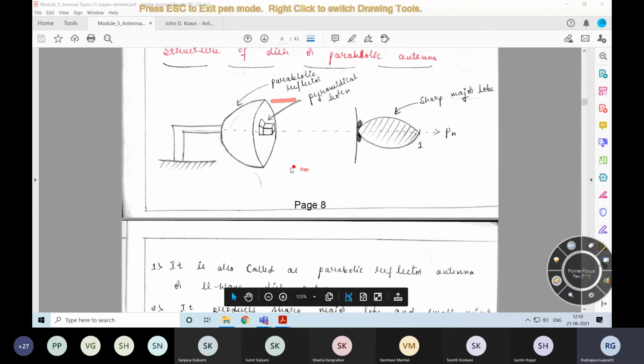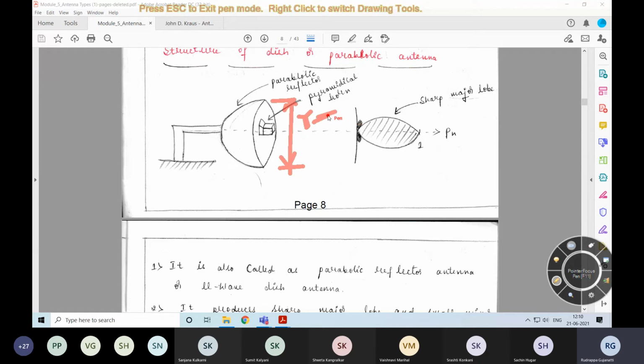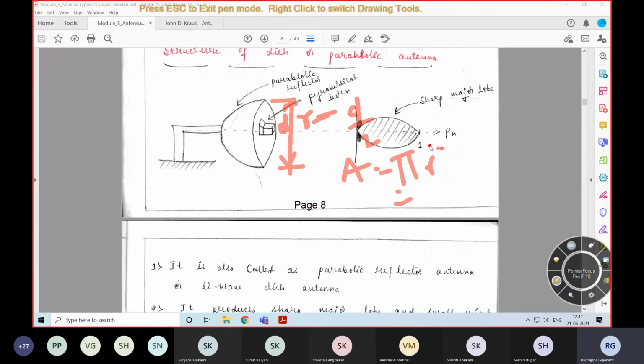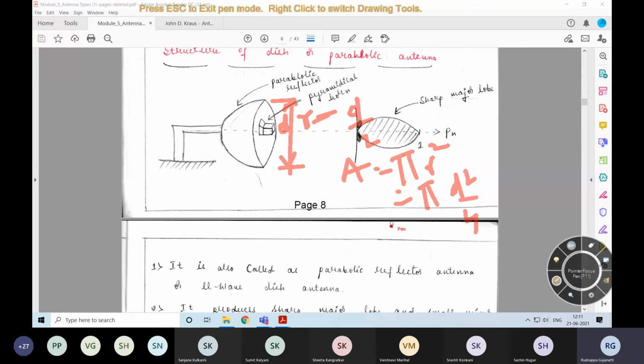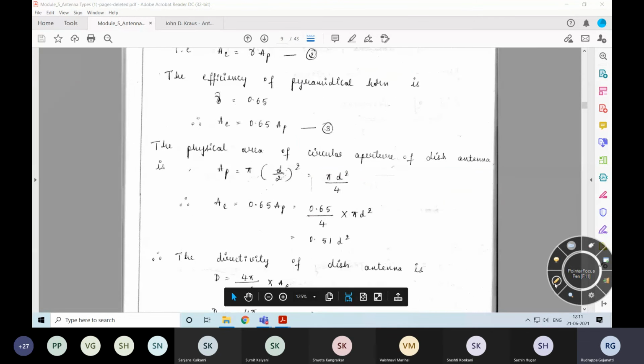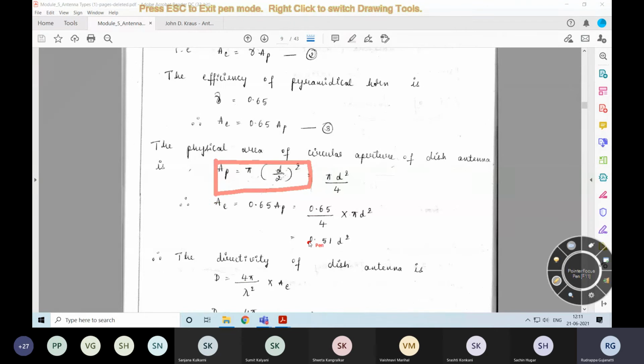If I consider that D is the diameter of this structure, then the radius will be D by 2. Therefore, the area will be pi r square, which is pi into D square by 4. So we obtain the physical aperture, which is given by this equation. When we substitute it, we obtain the effective aperture in terms of the diameter of the parabolic as 0.51 times D square.